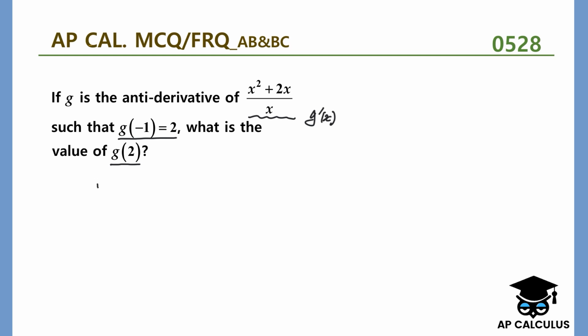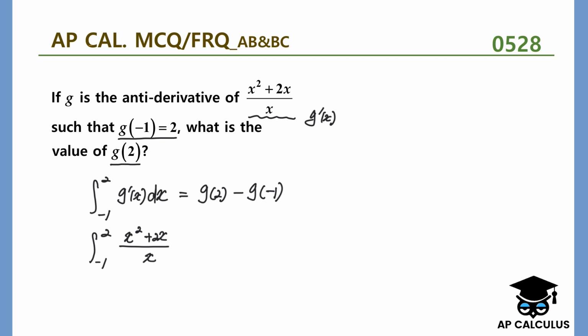And the question is, what is g of 2, right? So we're going to write the definite integral from -1 to 2. The integrand must be g prime of x. Then we will have, using the fundamental theorem of calculus, g of 2 minus g of -1. That's the fundamental theorem of calculus. So the integral from -1 to 2 of g prime of x, which is x squared plus 2x over x dx, is equal to g of 2, this is what we're looking for, minus g of -1, that's 2. So let's find the value of this definite integral.